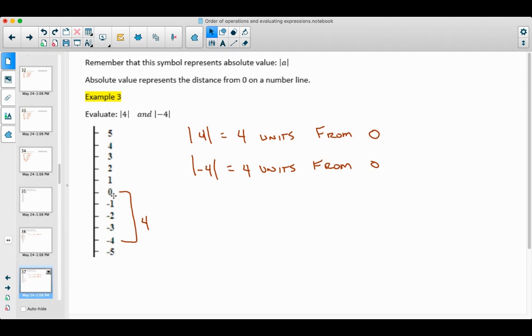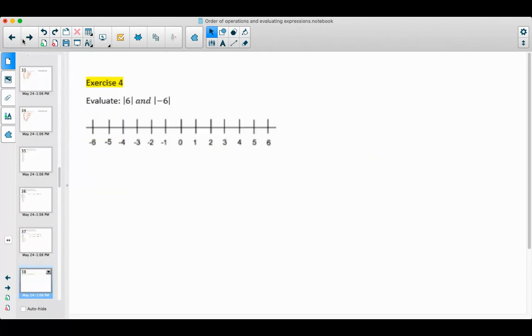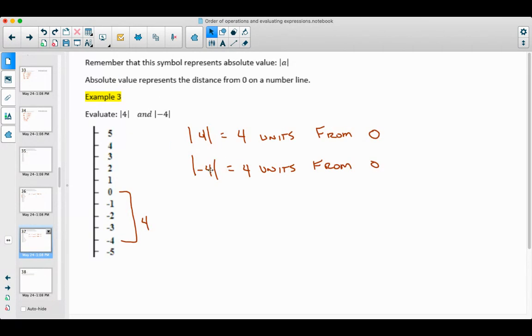Now you'll notice that the absolute value always makes a number positive, because that's how many units it is. So either a positive or a negative number in here is always going to be positive. Go ahead and try exercise 4 here.